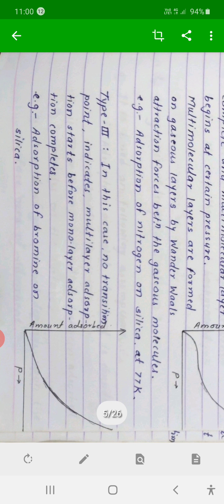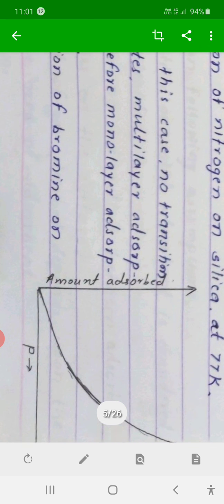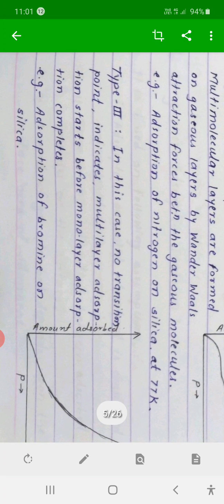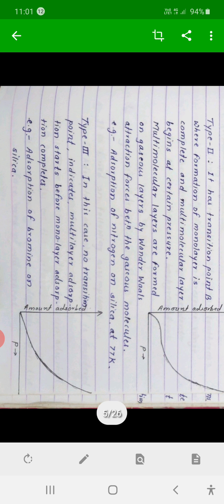Then type 3. In this case, no transition point is there. That is, in type 2, saturation point is there, flat surface. In this case, no flat surface. Transition point is not there. That is, no transition point indicates multilayer adsorption starts before monolayer adsorption completes. That is, both layers, multilayer adsorption, start from the beginning, from initially. First layer, single layer, and above layers also start simultaneously.